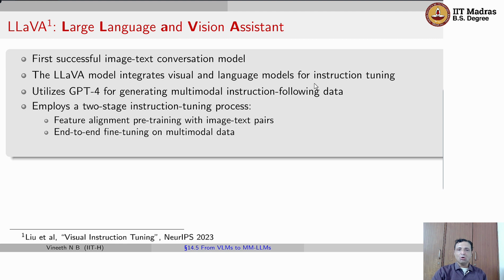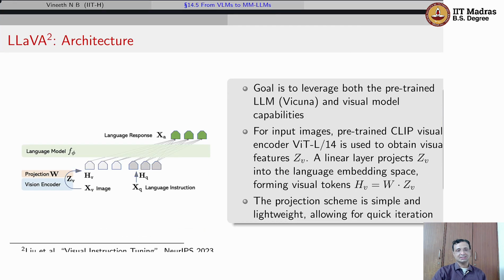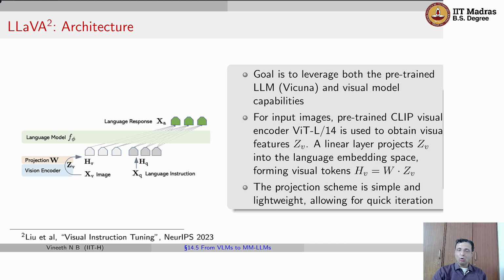Their notion of instruction tuning, which they also call visual instruction tuning, employs a two-stage process. In the first stage, they align their features with image text pairs, and in the second phase, they do end-to-end fine-tuning on the multimodal data. Their overall objective is to improve zero-shot capabilities on multimodal tasks. Here is their overall idea and architecture.